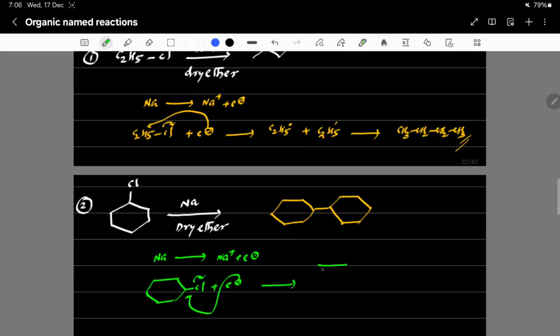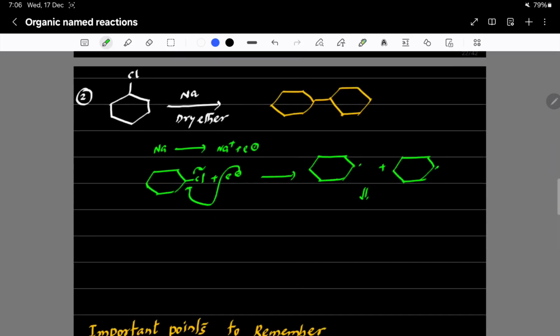It will form a cyclohexyl radical. Generally the free radicals are highly reactive, students. Their activation energy will be very, very low, right? Now this cyclohexyl free radical undergoes dimerization, so we get dicyclohexane as a product.